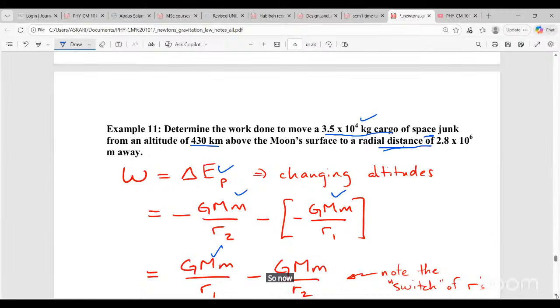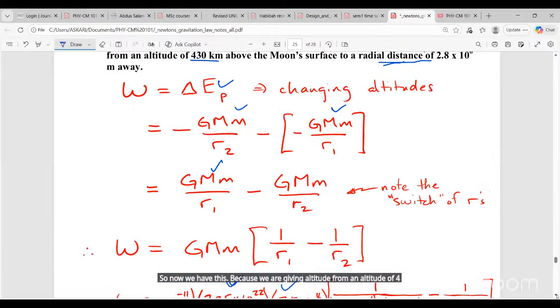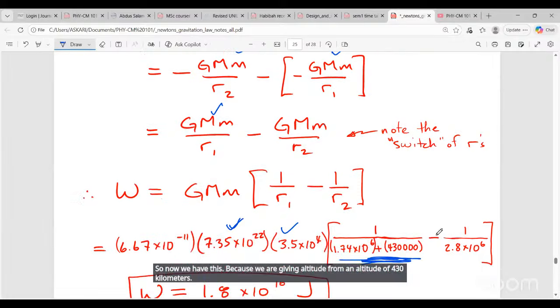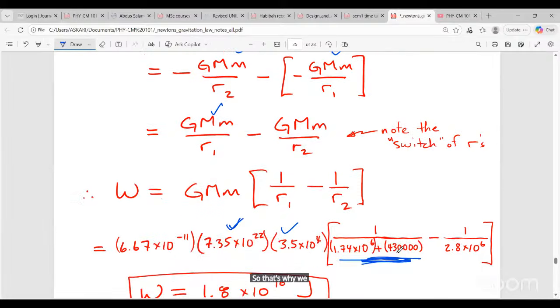So now we have this. Because we are given altitude, from an altitude of 430 kilometers. So that's why we have this here. You are adding this to this, and you have this.